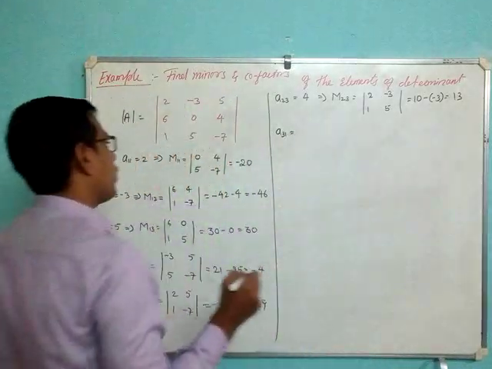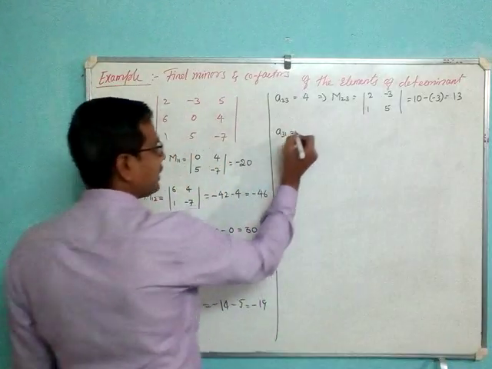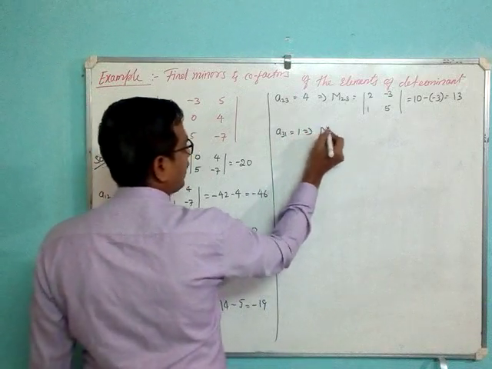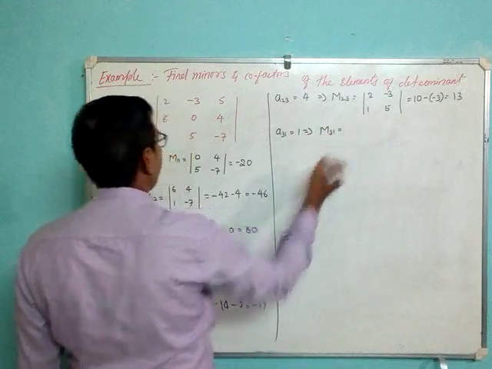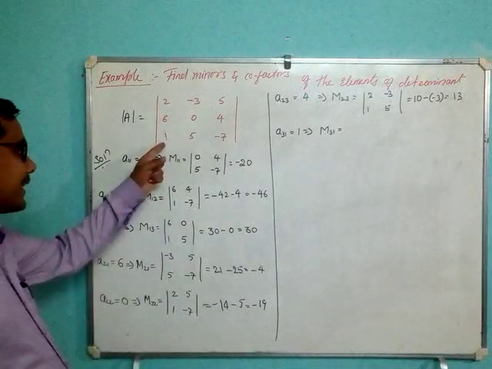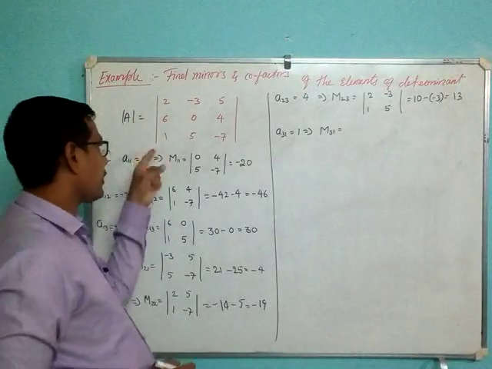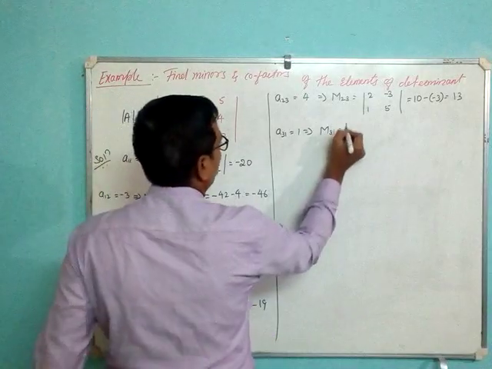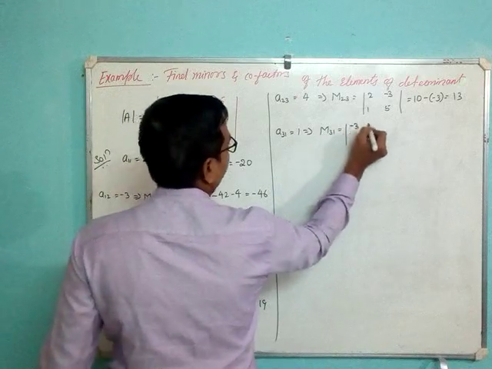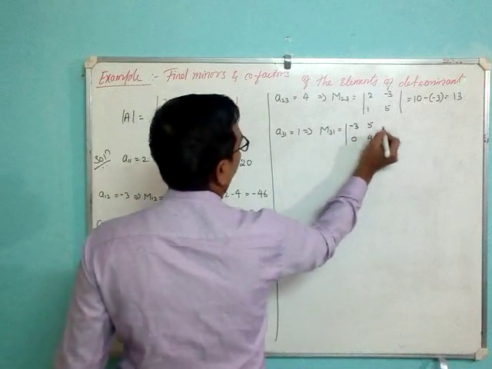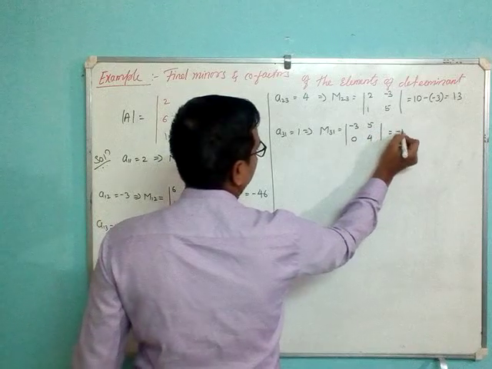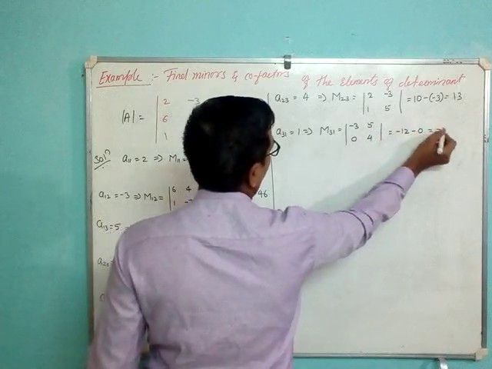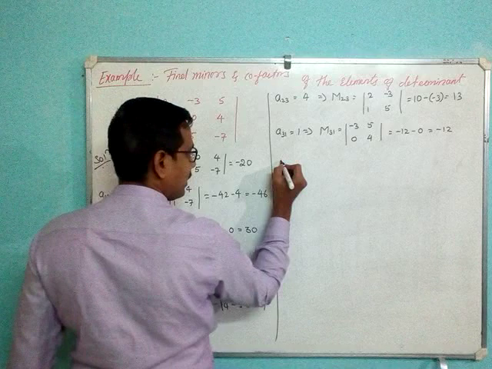A31. What is A31? 1. What will be M31? Neglecting the row and column containing this A31, that is 1. Neglect first column and third row. So minus 3, 5, 0, 4. So minus 12 minus 0, that is nothing but minus 12.